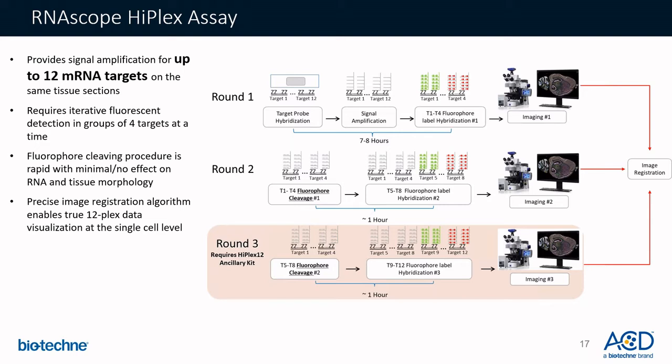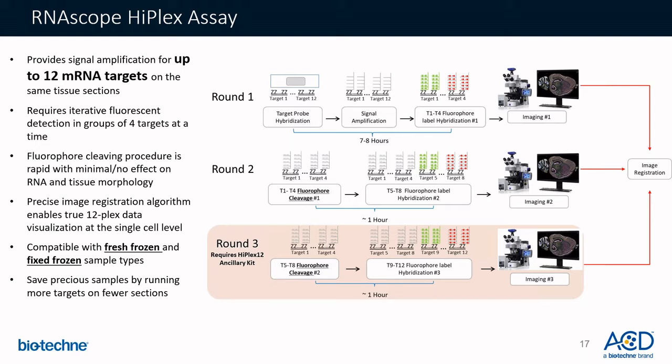Now, between each round, you do go through a fluorophore cleaving procedure, but our validation data shows that there has been minimal to no effect on your RNA and tissue morphology in this process. Currently, this assay is compatible with fresh frozen and fixed frozen sample types. But we do have a pipeline where we will enable this assay for customers to use on FFPE sample types as well. And what it's really important for is for customers that have precious samples where they don't want to run multiple rounds or 4-plex assays. So they can get a lot of data from a single tissue section of this assay.